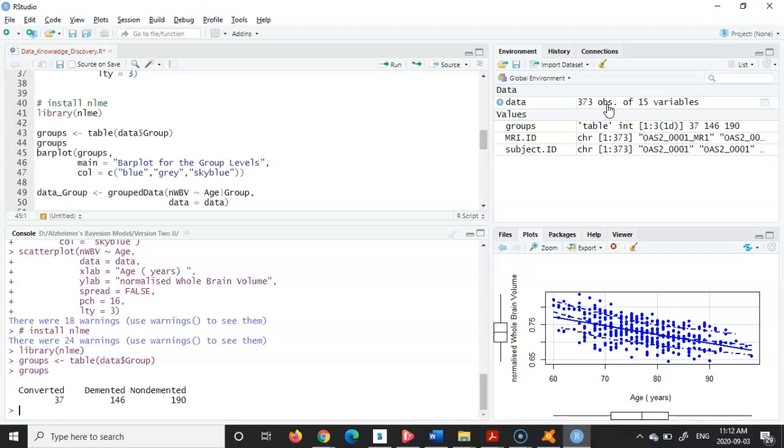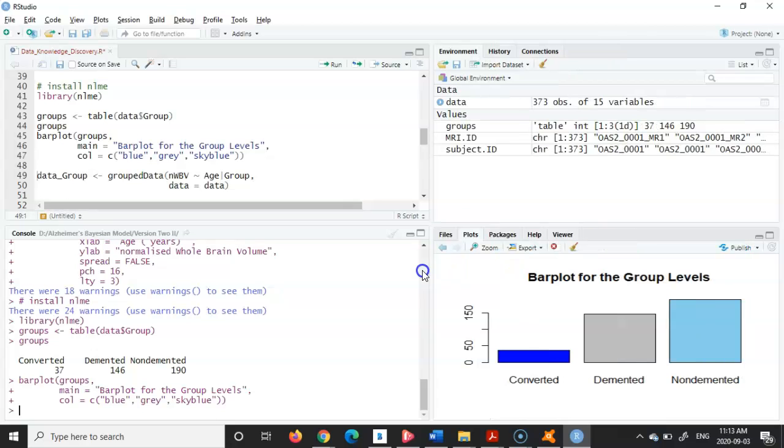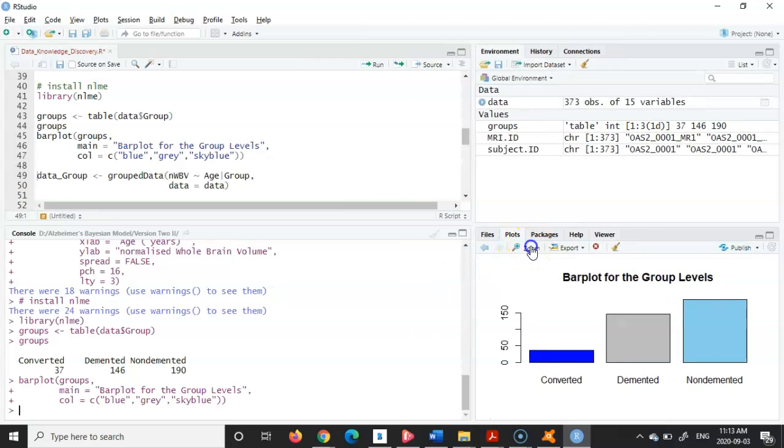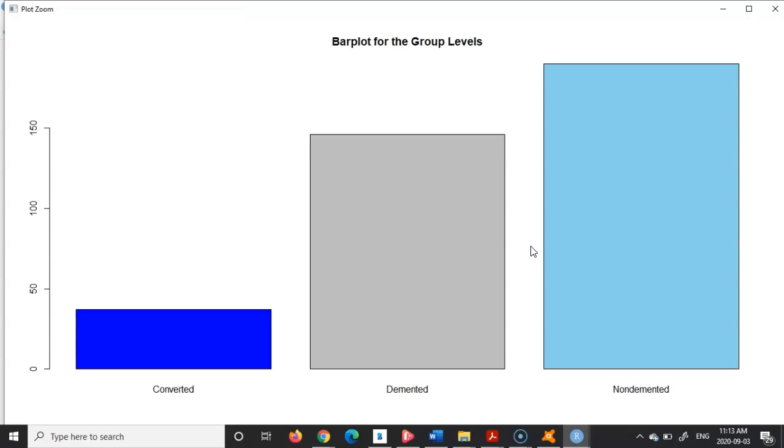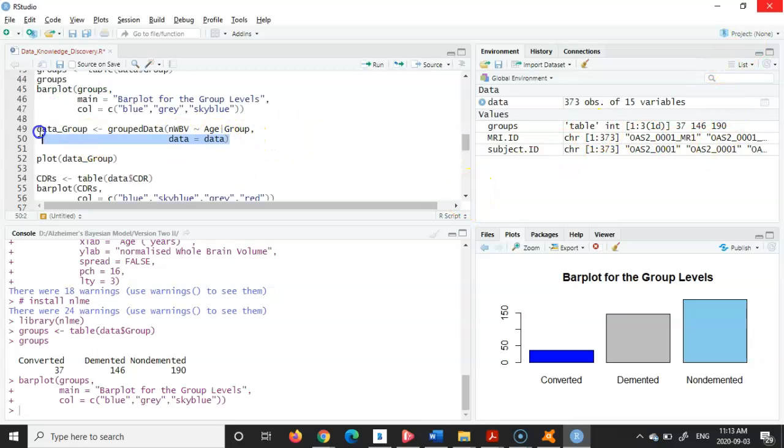And now, you see that if I execute the bar plot, you see the variation and the distribution within each different group. For example, if I zoom in on this plot, you see that the number of the non-demented is significantly higher, and that's also what we saw by executing the line for the table command. But this one is a kind of visualization of the table that we had before. Also, something which is going to be new for this tutorial is that I'm going to run this line, which means that I'm going to group the data based on the group which they belong to.